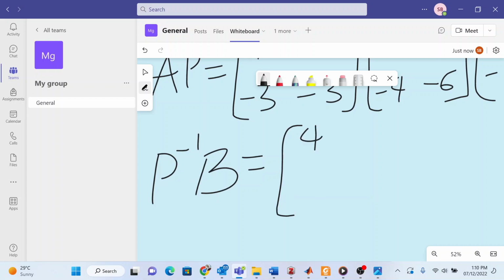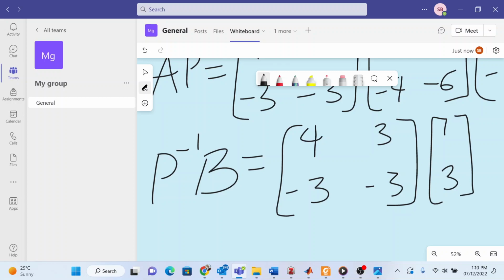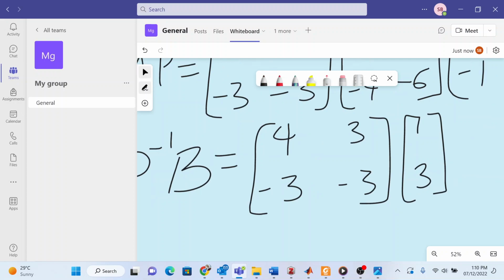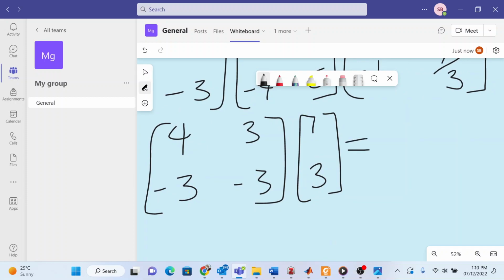So this is going to be 4 minus 3. Then this is 3 minus 3. And this one is 1, 3. This is 2 by 2 and this is 2 by 1. So the eventual answer is going to be, sorry, 2 by 1 and 2 by 1. 2 by 2 multiplying 2 by 1 is going to be 2 by 1. Okay, so having done this is what we're going to get.